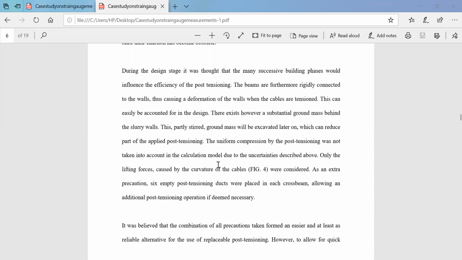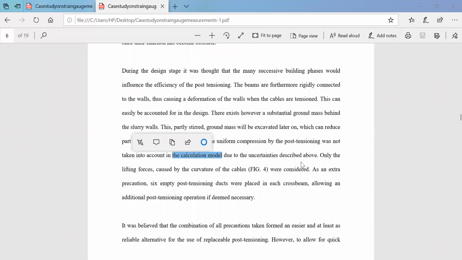So when everything is done successfully, and if it shows a proper result, then only can you go forward with the construction as per the design and the results of the simulation. But in this case, what they are telling is that the uniform compression by the post tensioning was not taken into account at all when they did the calculation model. So there was a lacuna, because of some uncertainties they faced.